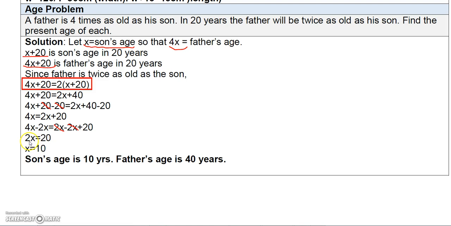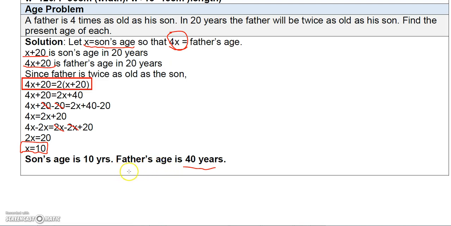So I get 2 times x equals 20. And I figure you can do that in your head. Just divide both sides by 2 and you get x equals 10. So the son's current age is 10, and the father's current age would be 4 times that, which is 40. Remember, the father's current age was 4 times x. So take 4 times 10 and you'll get 40 for the father's age.